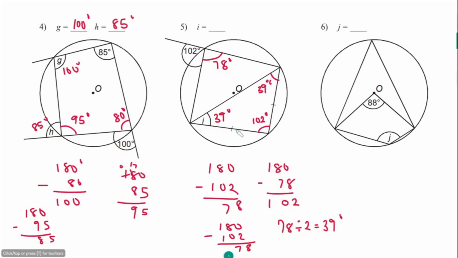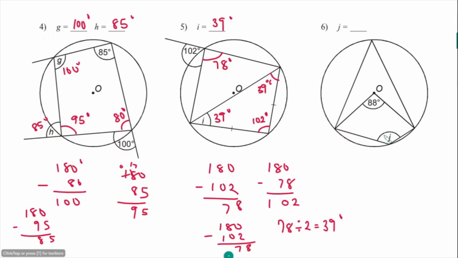Now if you add up the angles in this triangle, you're going to find it gives 180 degrees. So angle I is 39 degrees. And then we come to question 6, and we have a drawing here, and we need to find angle J.